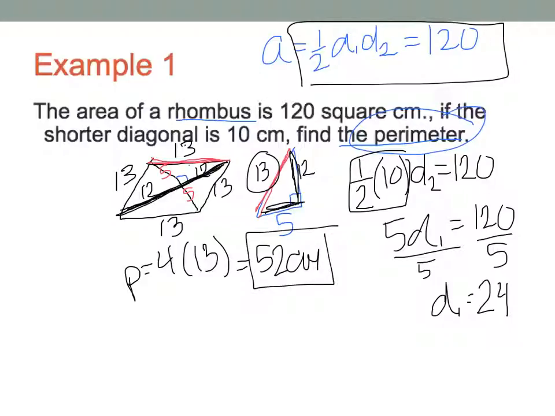Now backing up from the beginning, I was given one diagonal and I was given the area. The next thing I did was I found my second diagonal using the area formula. Once I found my second diagonal, I put it into my small triangle over here, and then I found 13 as the side length for one side. But I know that all 4 sides are equal. I multiplied it by 4, and I got 52 for the perimeter.